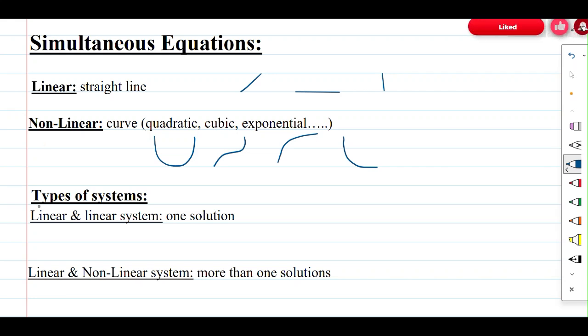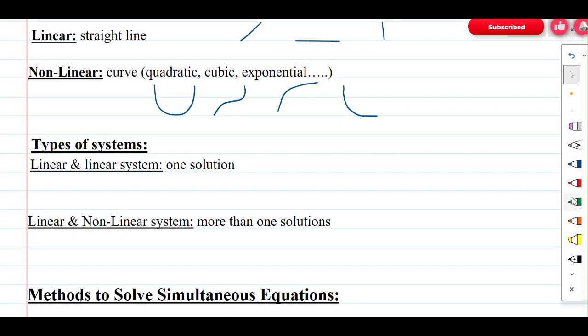Okay, now let's talk about the types of systems. So basically there are two types of systems, right? The first type of system is linear and linear system. When you have a linear system, you have one solution. Linear means the first equation is linear, the straight line. The second equation is also linear, a straight line. So it has only one solution, one point of intersection, right?